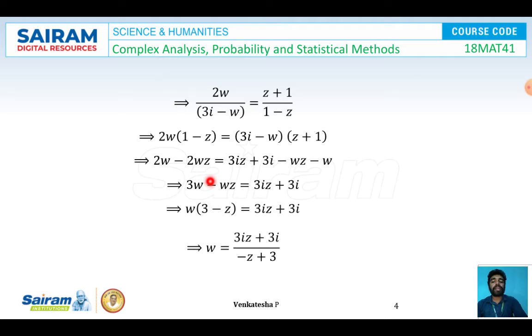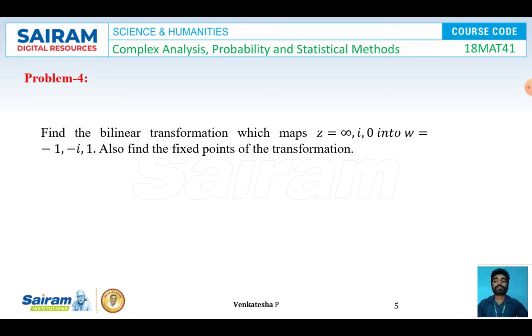So from this one I'm taking w as common factor, so it will become w(3 - z) = 3iz + 3i. So it will become w = (3iz + 3i) / (-z + 3), which is the required bilinear transformation.